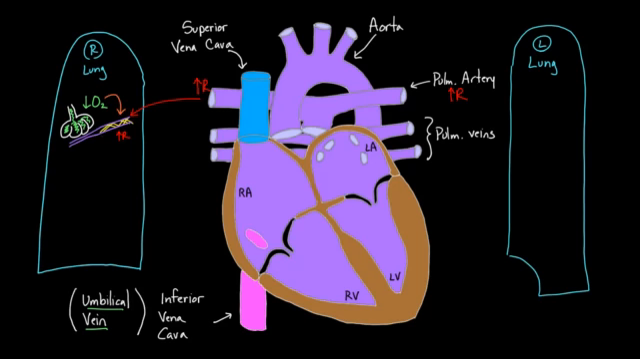This process is called hypoxic, and that just means low oxygen. Pulmonary, referring to the lungs. Vaso, meaning blood vessel. Constriction, so making the blood vessels tight. So this is the process that we're talking about, hypoxic pulmonary vasoconstriction.